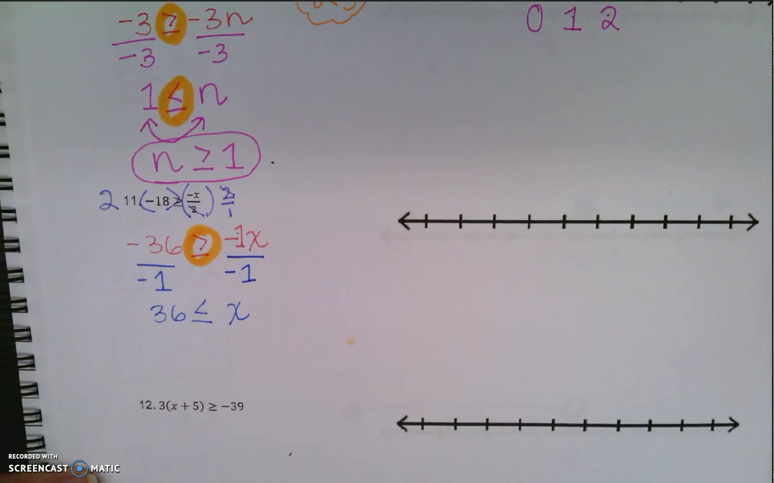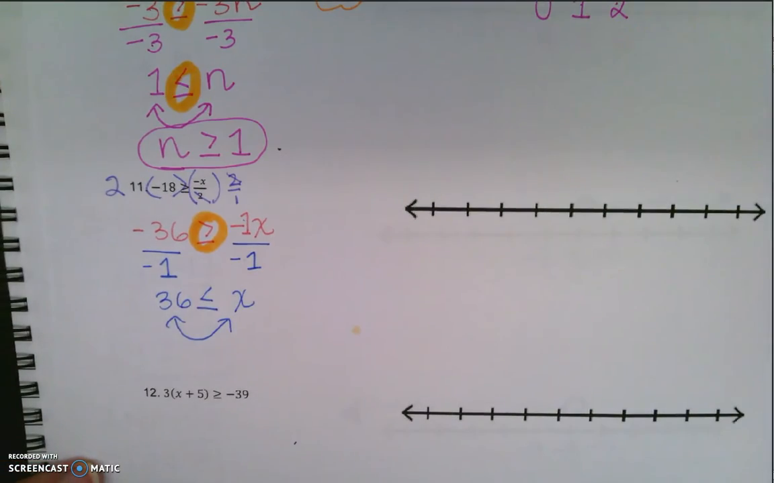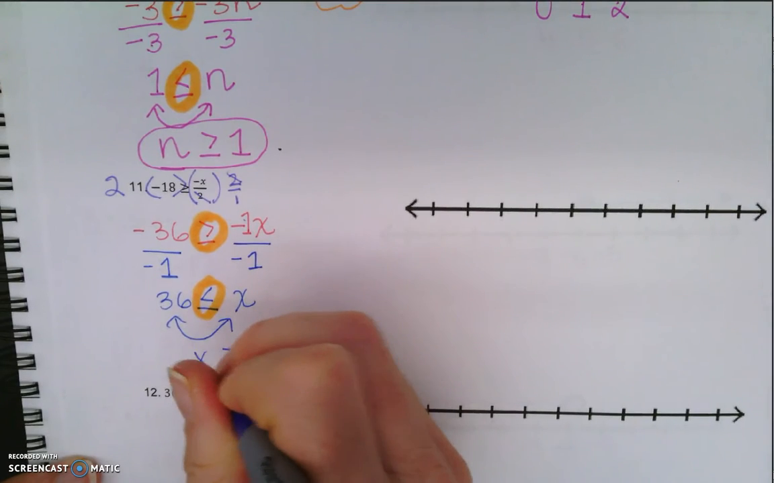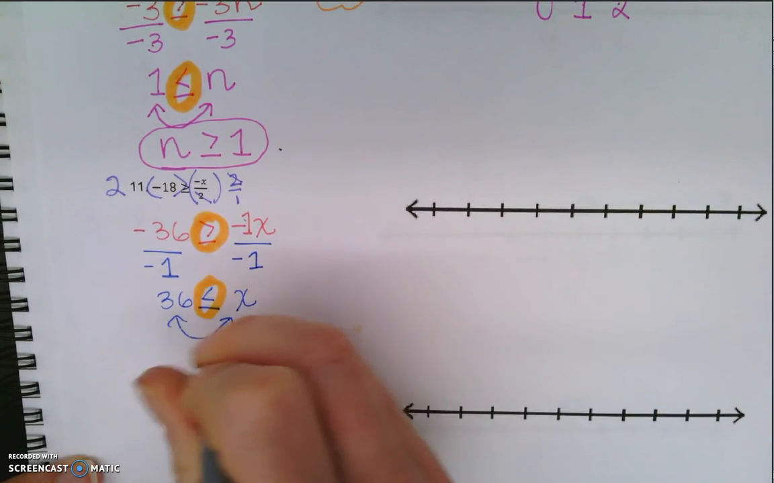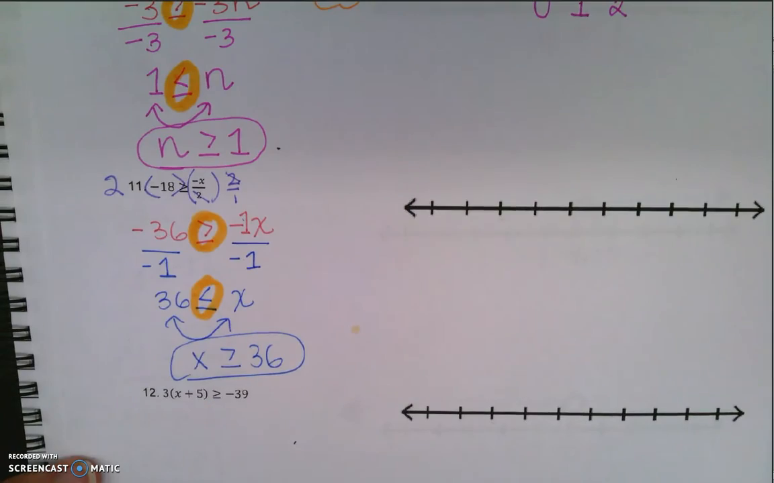Am I done yet? Nope. We have to switch our sides. So again, we have to flip our symbol. x is greater than or equal to 36. That looks like a great answer, a little double switcheroo, if you will.